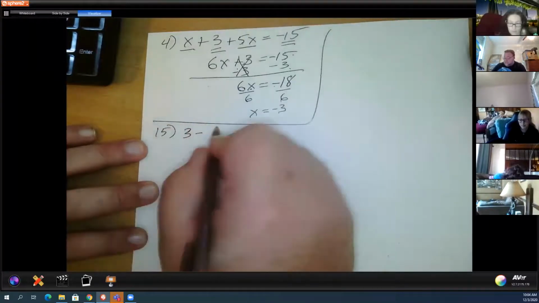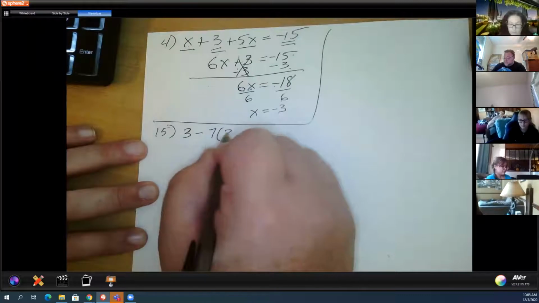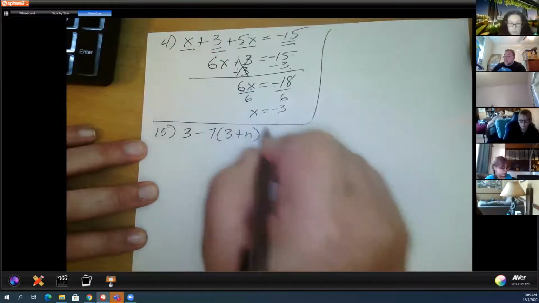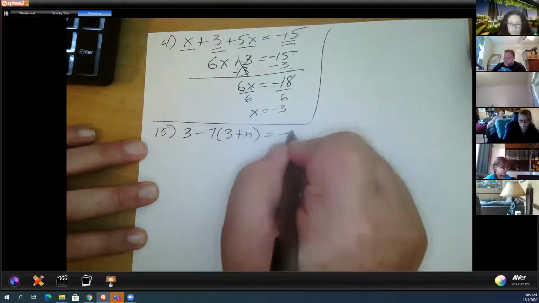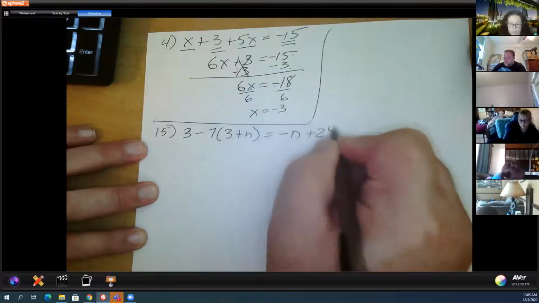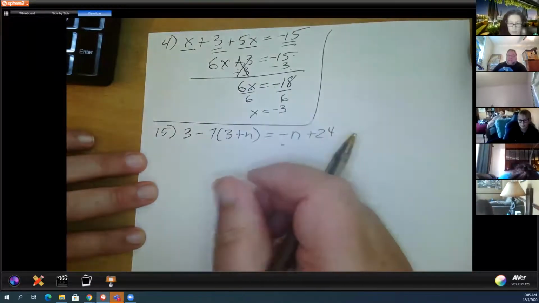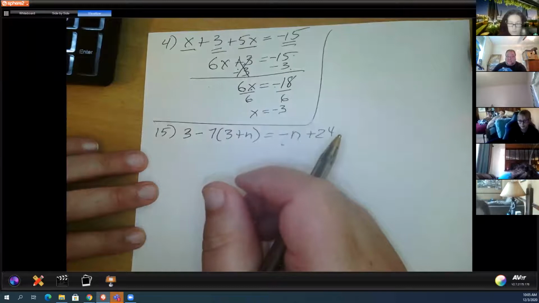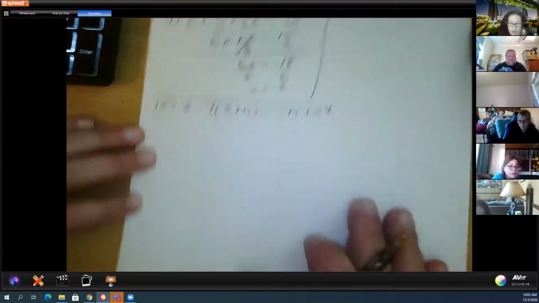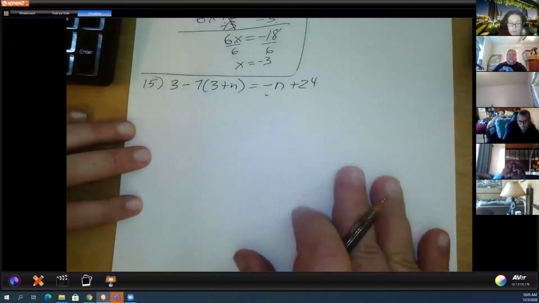All right. Now let's look at 15. 3 minus 7 times (3 plus n) equals negative n plus 24. Now remember, negative n means a negative 1 n. Okay. So remember, it does matter.